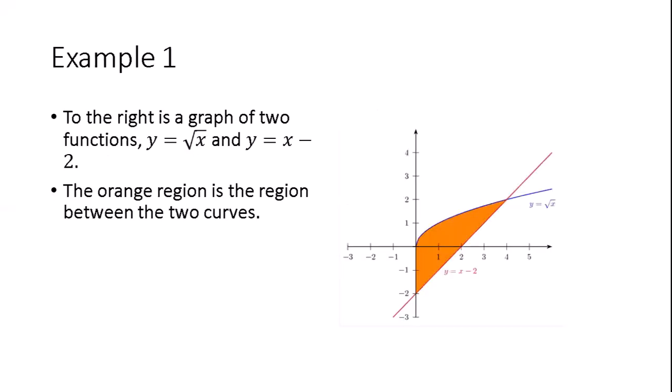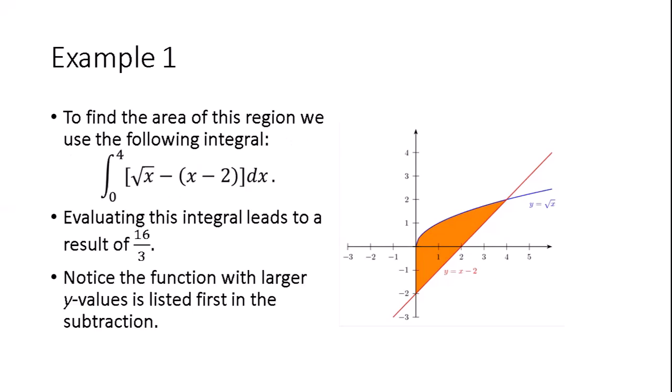Our first example has a graph where we have y equals square root of x and y equals x minus 2. The orange region is the region between the two curves. To find the area of this region, we use the following integral. We take the integral from 0 to 4 of the square root of x minus the quantity x minus 2.